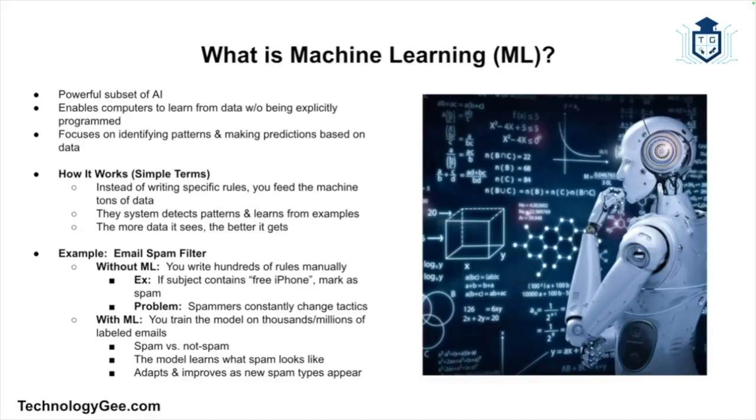So let's go over an example real quick. Imagine you're building an email spam filter. Now you could write hundreds of rules. You could have it to where if the subject line says you want a free iPhone, it'll mark it as spam. Or if the email comes from a sketchy domain, it'll flag it. But spammers are clever. They keep changing their tactics. Now with machine learning, you can train a model using thousands or millions of examples of spam and not spam emails. The algorithm learns what spam looks like and gets better over time. That's essentially machine learning in action.